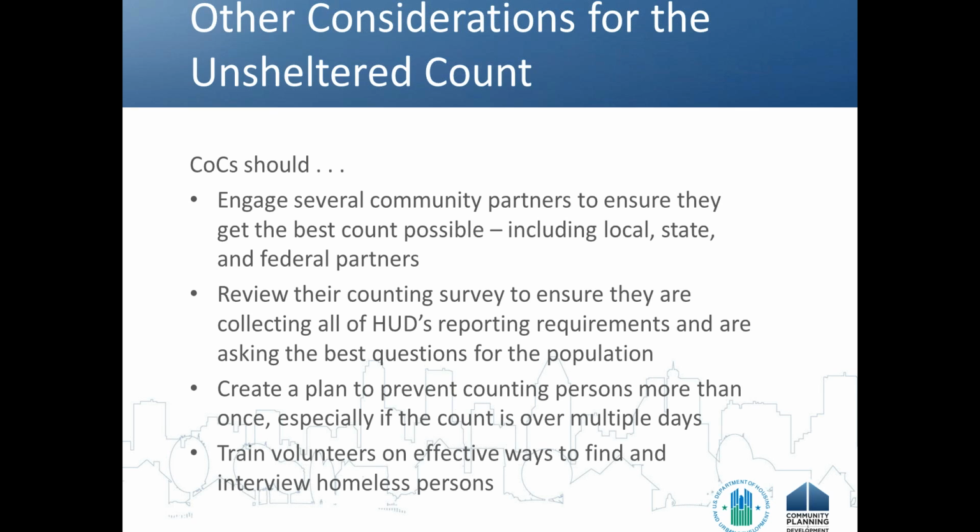COCs should also create a plan for deduplication, especially over multiple days. Again, that's not new stuff. We've talked about that before. And finally, COCs should train volunteers on effective ways to find and interview homeless persons. That's typical of every COC. That's a big deal. Training those volunteers on how to properly engage and how to be safe in doing it is key to having a successful count.